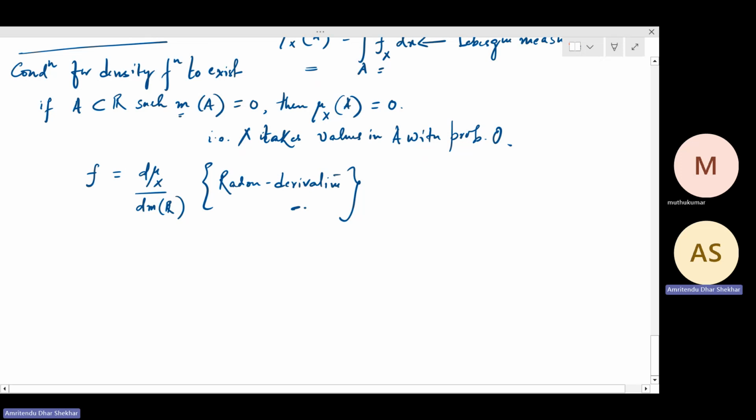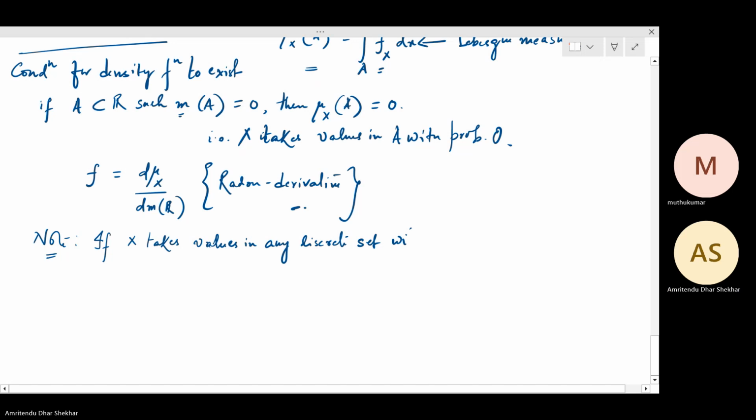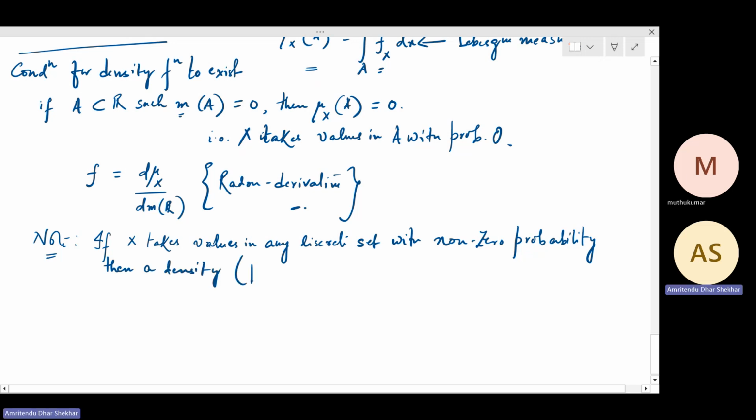Yes, discrete random variables. Note that if x takes values in any discrete set with non-zero probability, then a density, that is the PDF of x, will not exist.